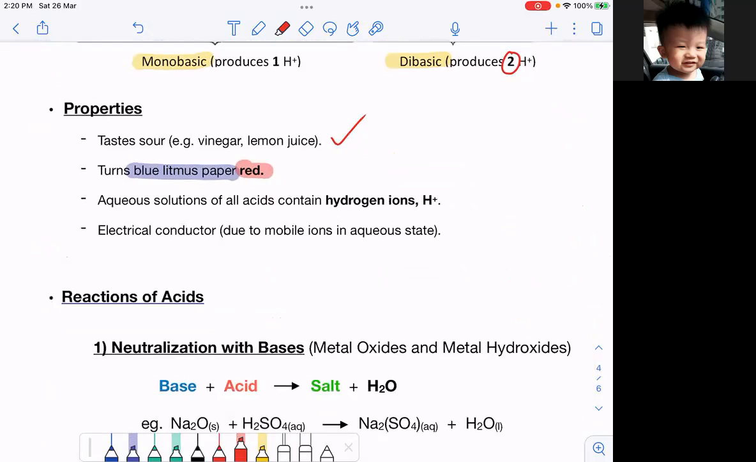The third bullet is really no big deal. It is aqueous solution, basically means dissolved in water, and it must have H+. We keep saying this over and over again. H+ is the main idea of acid.